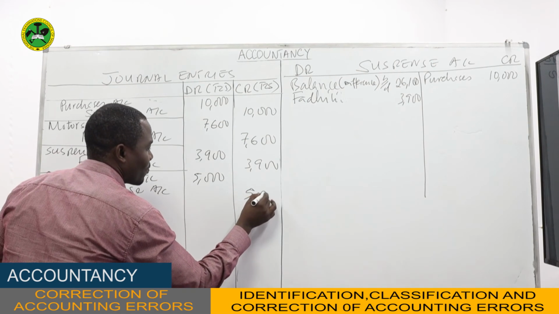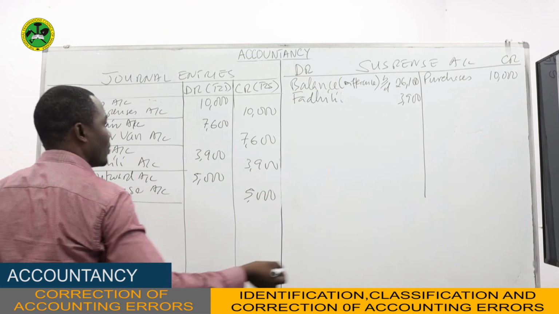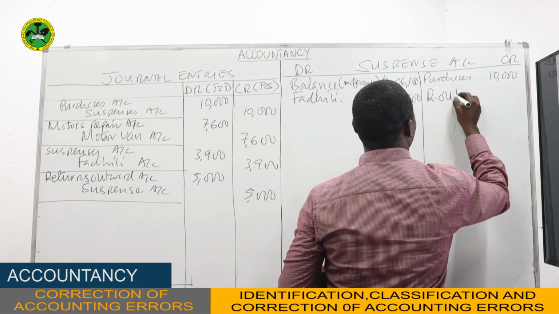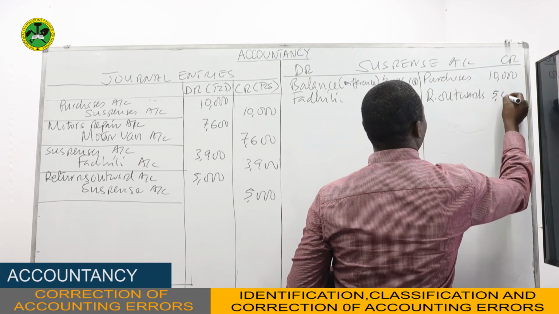It is 5,000. So you write the narration: transfer to suspense account, that is return outwards account, 5,000.